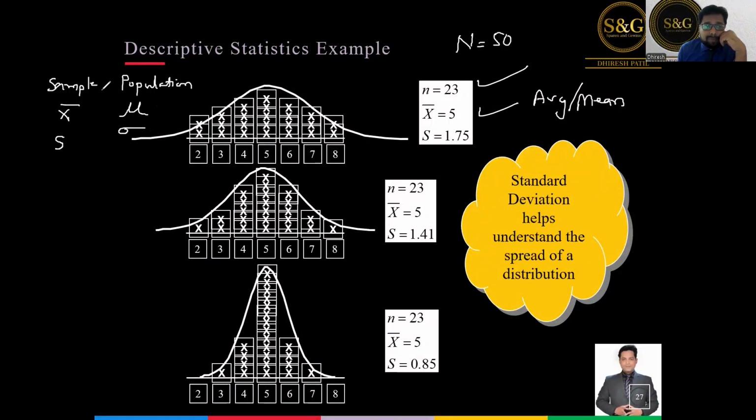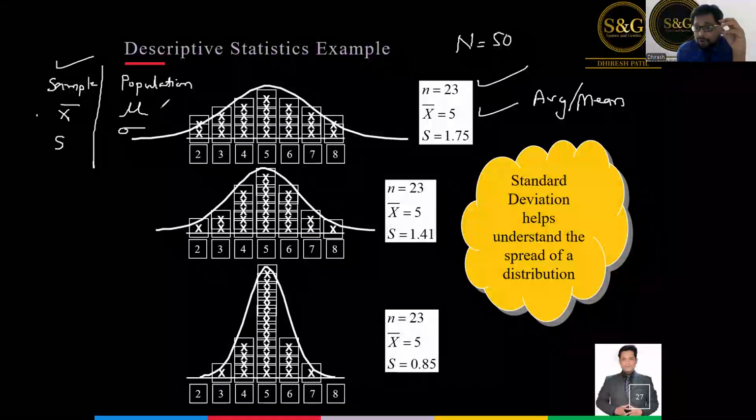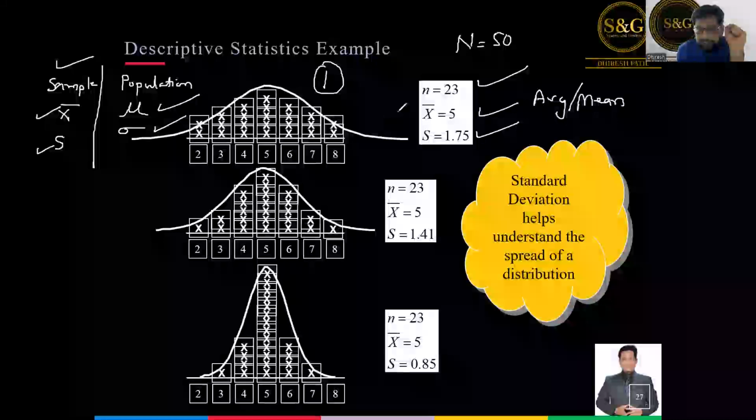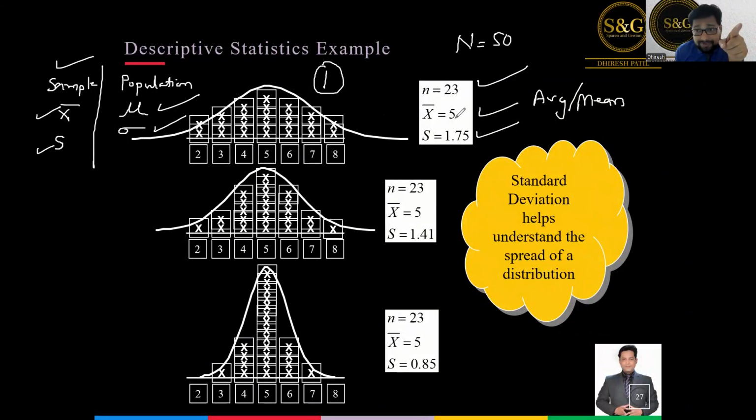Clear hai? So remember this. Whenever there is a sample, you have to mention X bar and S. And if you're mentioning the population, then you mention mu and sigma. Sigma is for the population. Clear, everybody? Now here, S is for the standard deviation. The standard deviation is 1.75 in this first graph. They have taken 23 data points, X bar is 5 and standard deviation is 1.75.